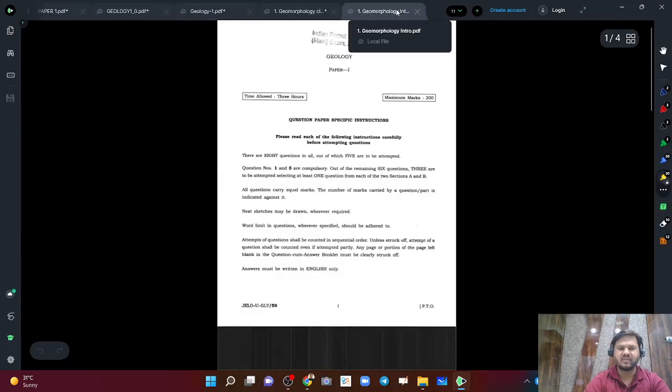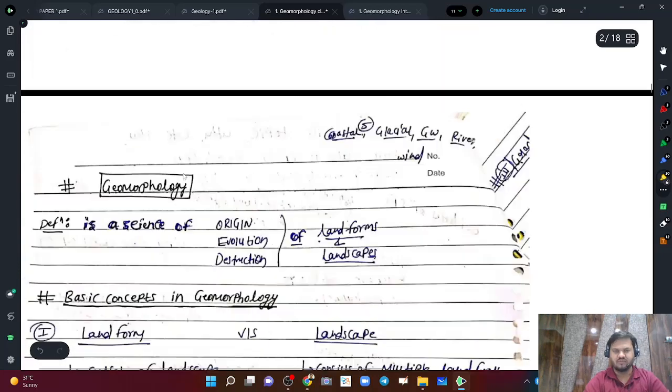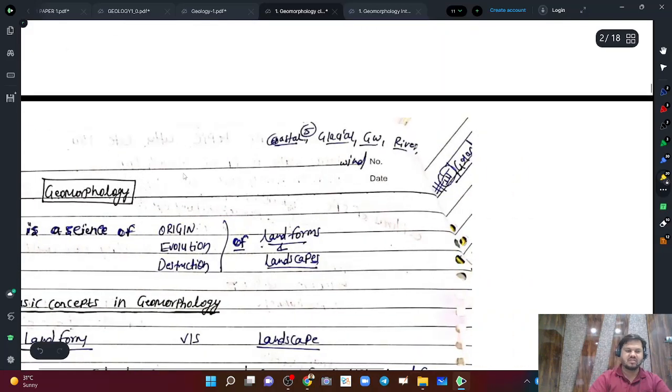All right, so now we'll begin with the classes. So basically we'll first do some handwritten notes. So basically, what is geomorphology, right? What is geomorphology? So geomorphology is made up of two words. One is geo, another one is morphology, right?